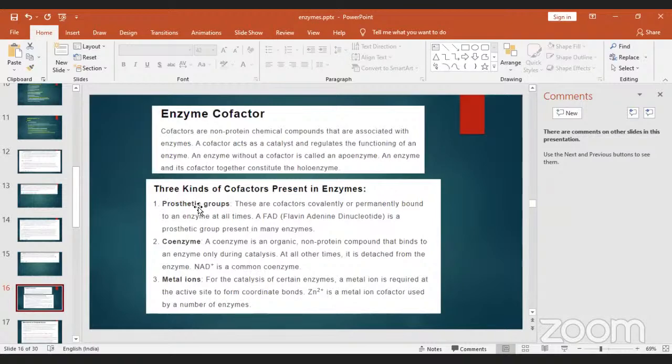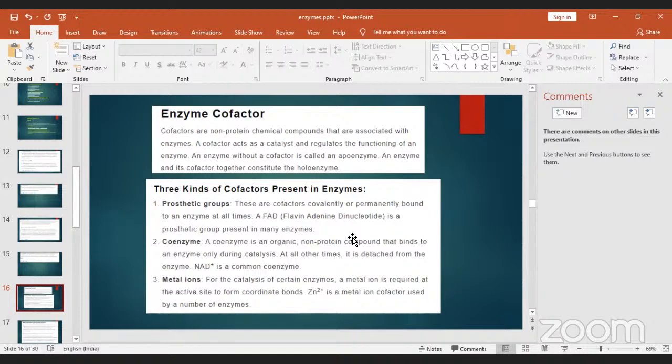One is the prosthetic group. Prosthetic group is nothing but a non-protein part, and it is also called a cofactor. These prosthetic groups are covalently or permanently bound to an enzyme at all times. These prosthetic groups are organic compounds. They are formed from other cofactors.